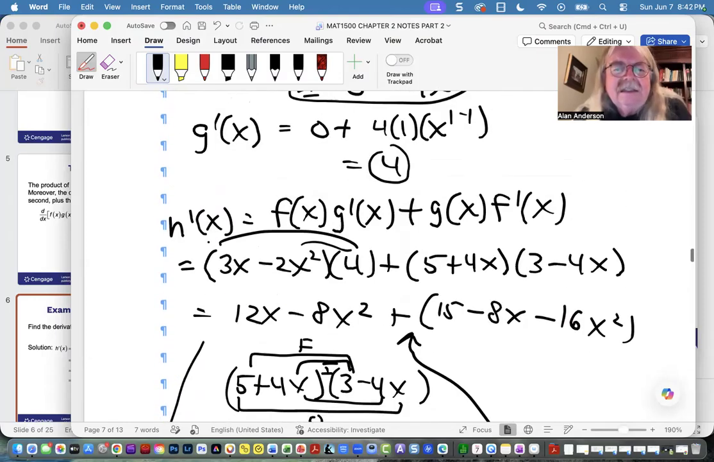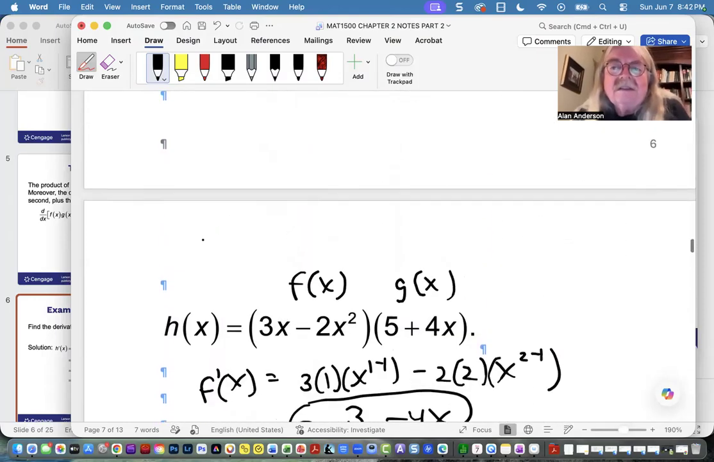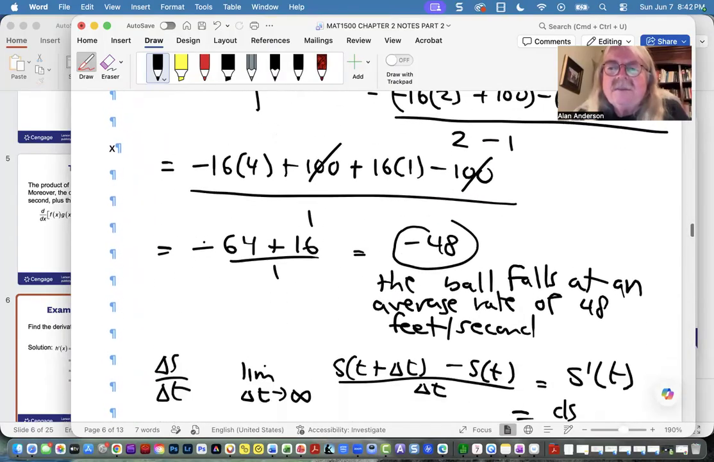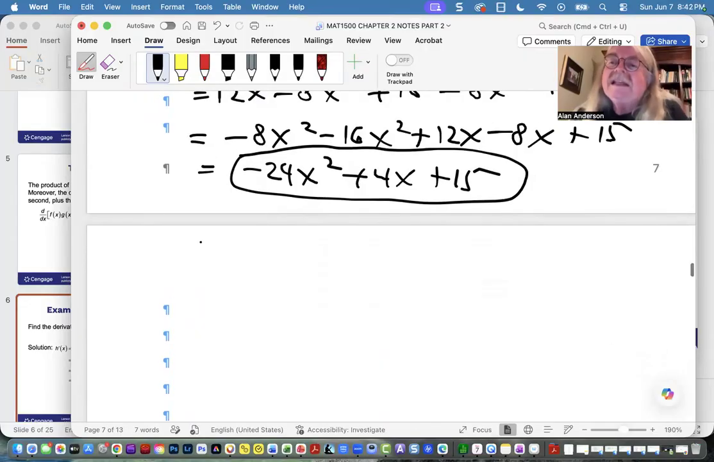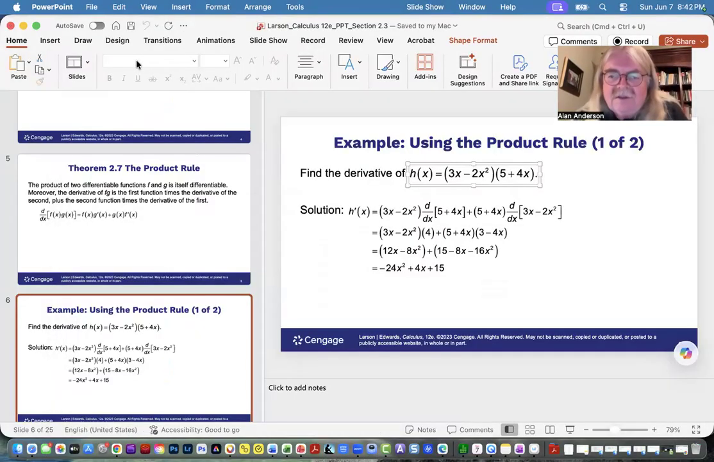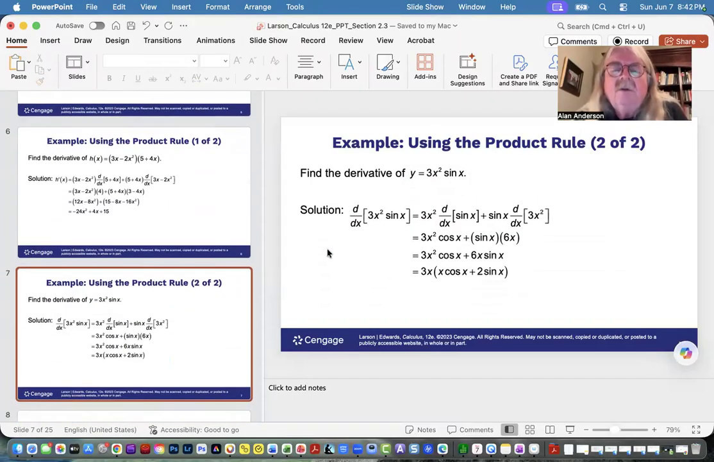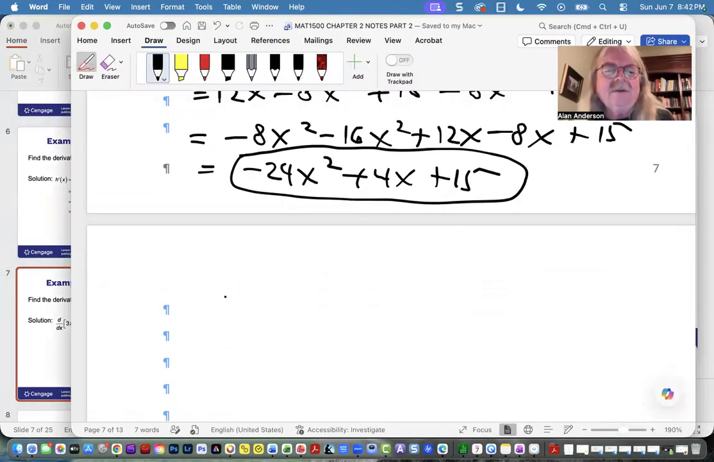Okay. Now, if you notice, that took a while, didn't it? Yes, this is a very messy process, but we need to get used to it. All right, what else do they have for us? Oh, okay. Well, this one involves trig, but that's okay. We can do it.